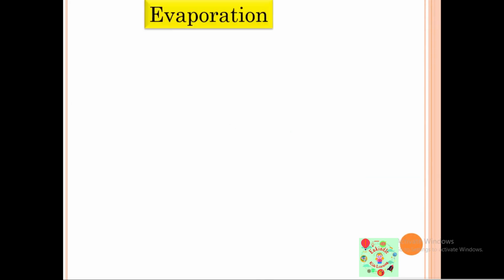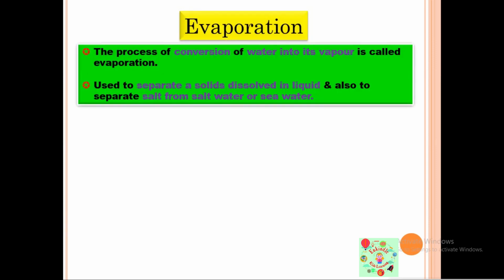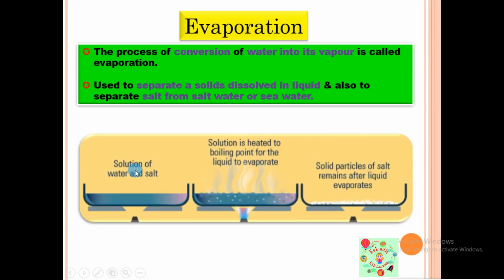The next method of separation is called evaporation. What do you mean by evaporation? The process of conversion of water into its vapor is called evaporation. This is used to separate solids dissolved in liquid and also to separate salt from salt water or seawater. We have the solution of water and salt. How will I separate salt from this water?